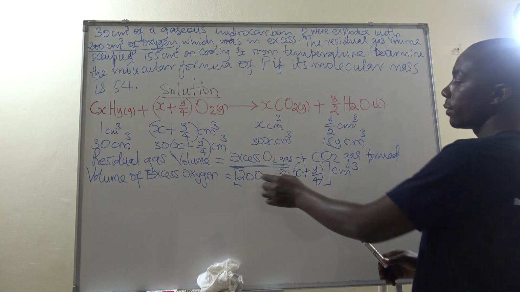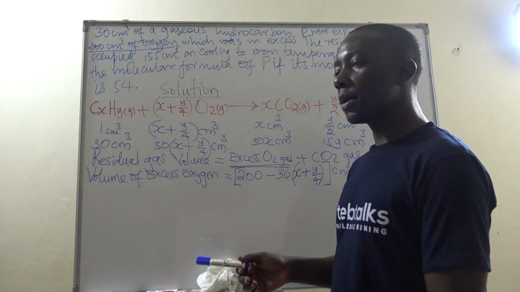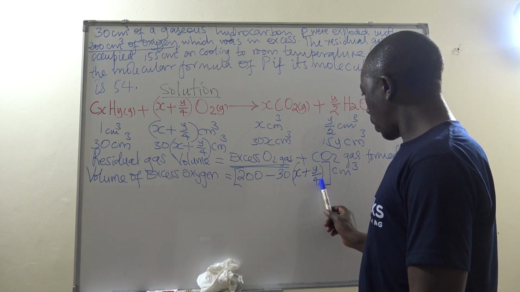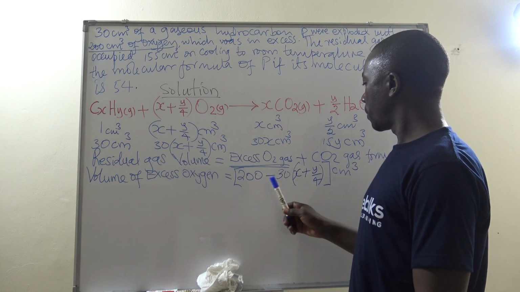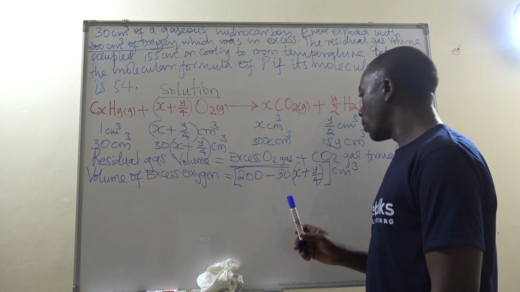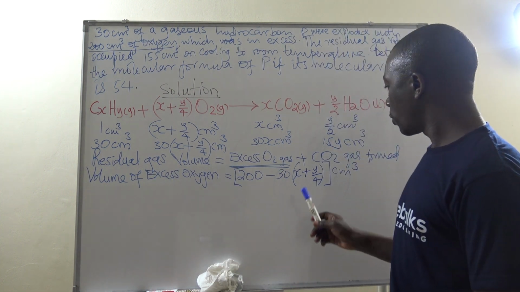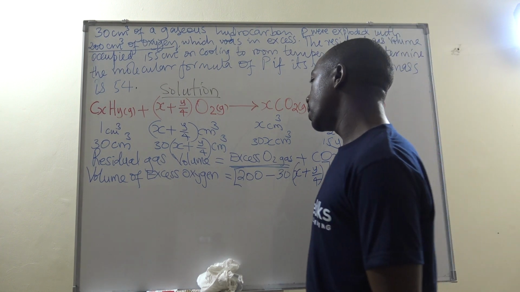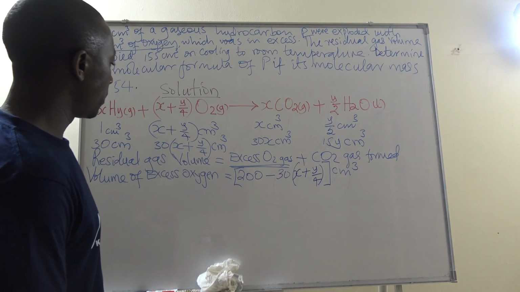And we're saying that out of the 200, part of it will react and part of it will remain unreacted. So the part which reacts is this one. We are obtaining this part of the volume which is reacting from the equation of reaction. So this is the part reacting. So when you subtract, you should therefore be able to obtain the volume of oxygen that never reacted. Assuming that we know the value of x, we also know the value of y, we shall be able to find the volume of oxygen that never reacted.